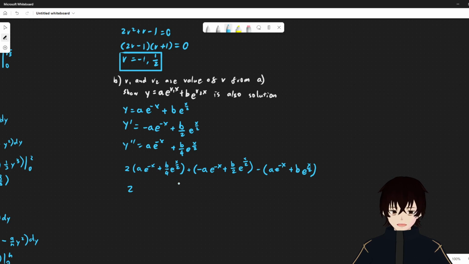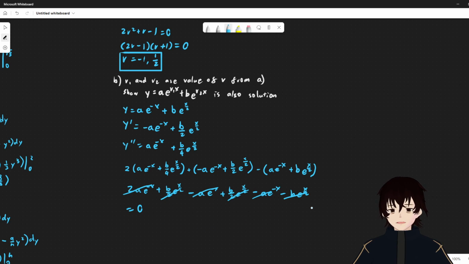Let's write it out. I know this cancels out, but I'm gonna write it out anyways. 2 times a e negative x plus b over 2 e to the power of x over 2, minus a e negative x plus b over 2 e to the power of x over 2, minus a e to the power of negative x minus b e to the power of x over 2. So these cancel out and these cancel out, which means it's all equal to 0. And that's the solution.